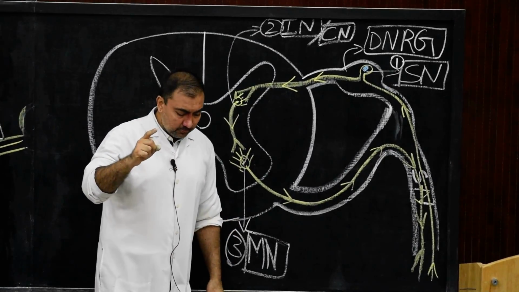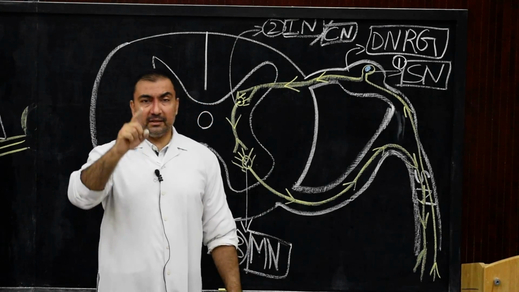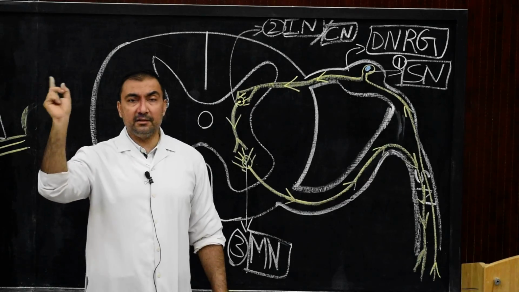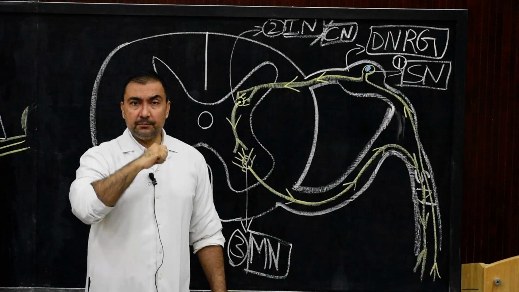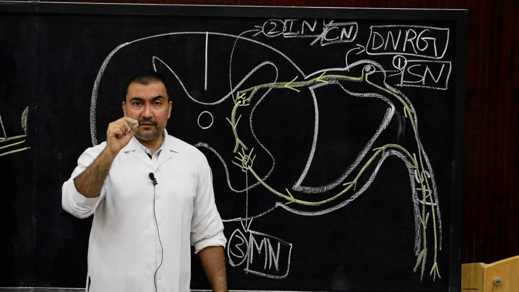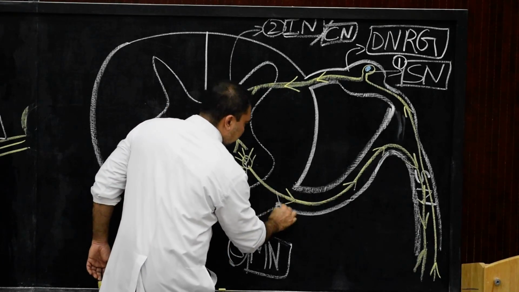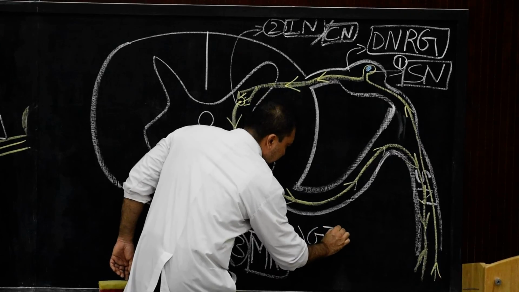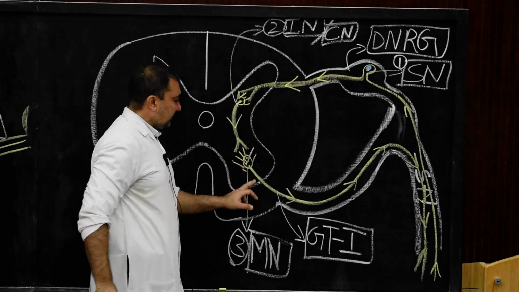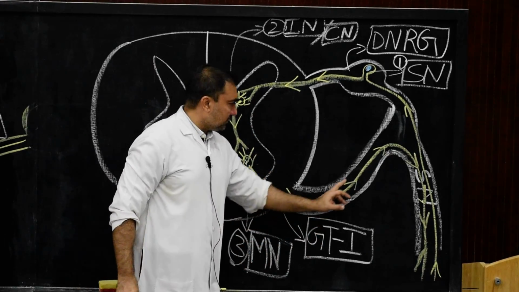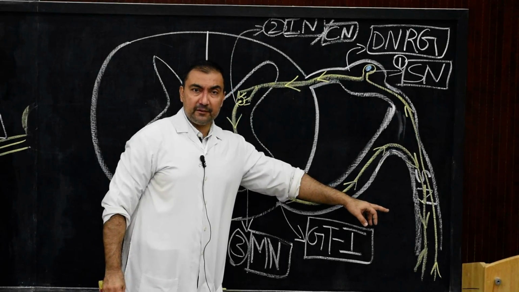Golgi type 1 neurons have a very long axon. The dendrites are small, but the axon is long. It can extend to 2 feet in length or more. Their examples are located within the peripheral nerves. The motor neuron here is an example of a Golgi type 1 neuron, in which the axon is extensive in length, 2 feet or more, and forms peripheral nerves.